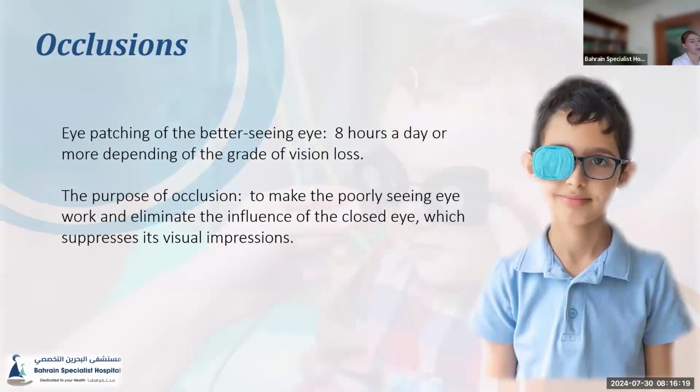Two words about occlusion. According to the latest data, eye patching of the better seeing eye should be 8 hours a day or even more, depending on the grade of vision loss. So 2 hours a day or 4 hours a day of patching usually won't help to improve visual acuity in the amblyopic eye. The main purpose of occlusion is to make the poorly seeing eye work and eliminate the influence of the better seeing eye, which, when both eyes are open, suppresses visual impressions from the weaker eye.